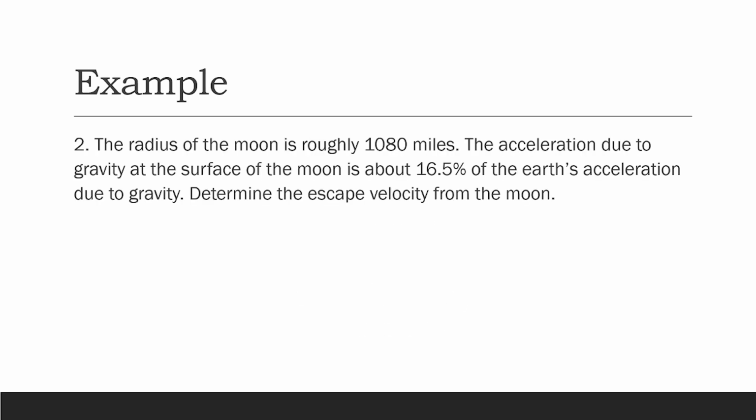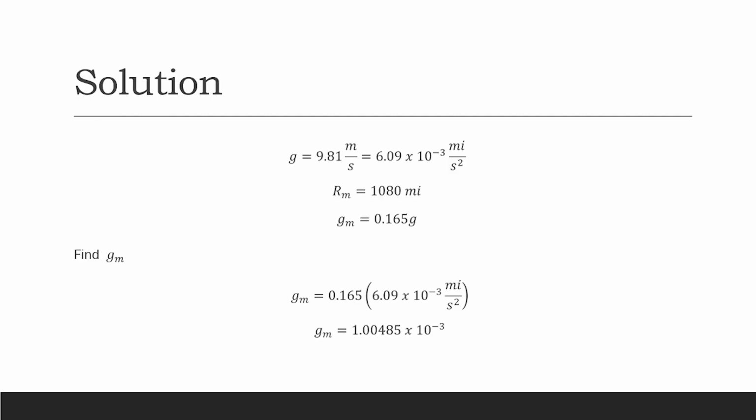Next example. So, the radius of the moon is roughly 1,080 miles. The acceleration due to gravity at the surface of the moon is about 16.5% of the Earth's acceleration due to gravity. So, determine the escape velocity from the moon. So, ang pinapahanap naman sa atin ngayong class is the escape velocity of the moon. So, to do that, we'll just have to use the formula as well.